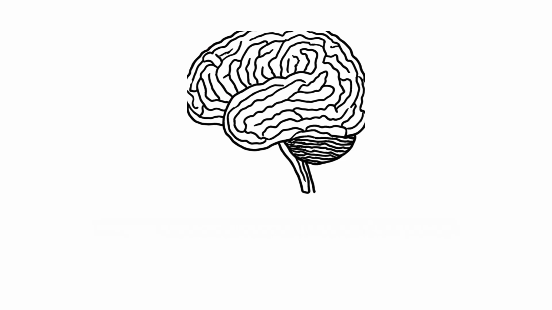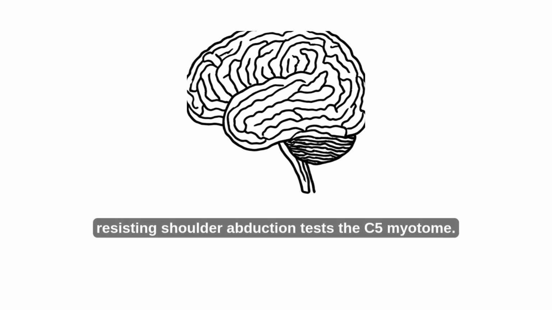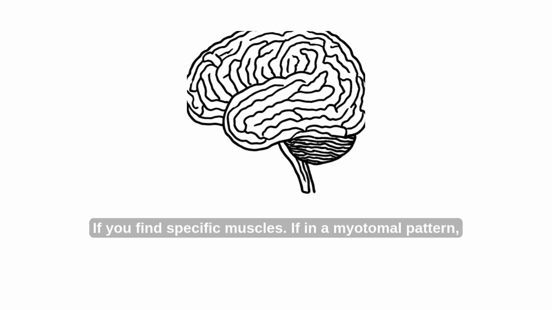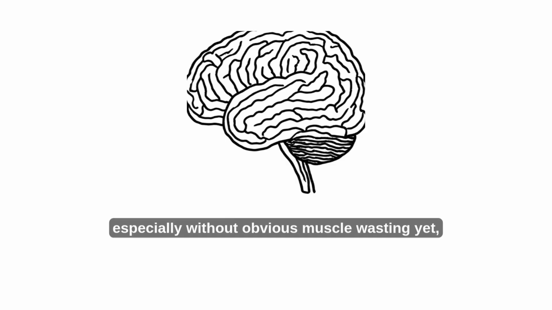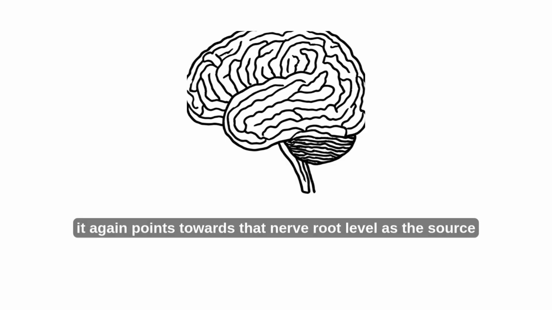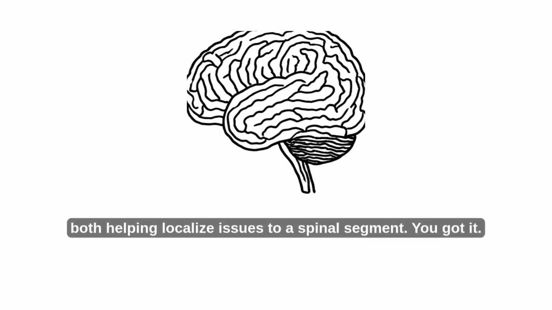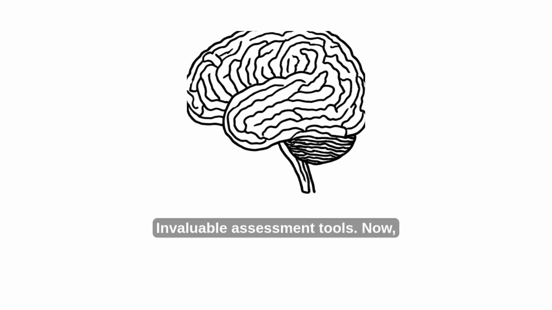Correct. For example, resisting shoulder abduction tests the C5 myotome. Resisting elbow extension tests C7. If you find specific weakness in a myotomal pattern, especially without obvious muscle wasting yet, it again points towards that nerve root level as the source of the problem. Okay, so dermatomes for sensory mapping, myotomes for motor mapping, both helping localize issues to a spinal segment. You got it. Invaluable assessment tools.